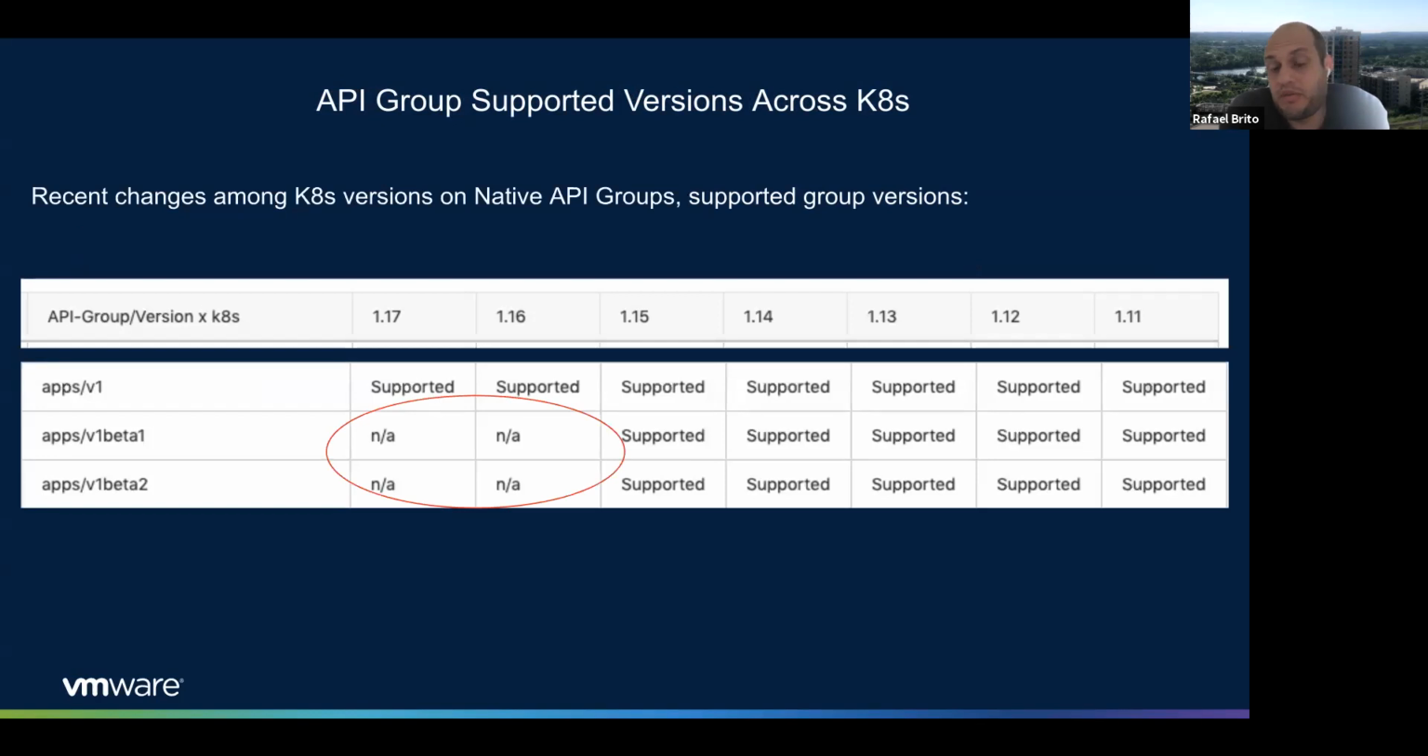So what is really concerning is when API group versions are eliminated from the versions of Kubernetes. In this example here, apps/v1beta1 and apps/v1beta2, after Kubernetes 1.16, are no longer supported. So that means that if you try to create some object using that schema, the API server can reject it. So that's another inventory that we ran across the versions.